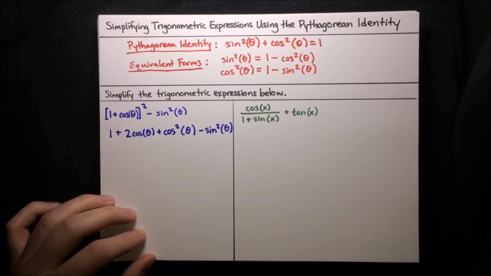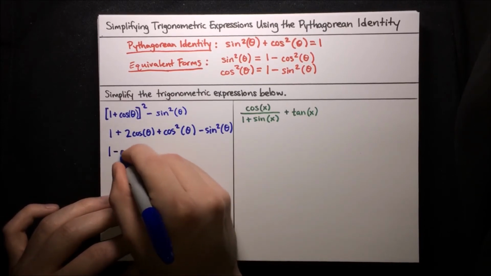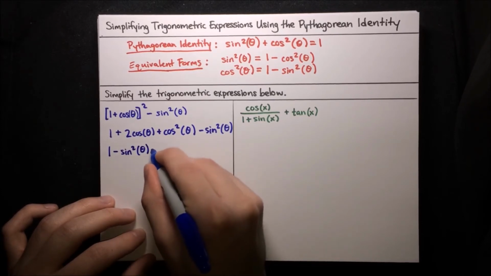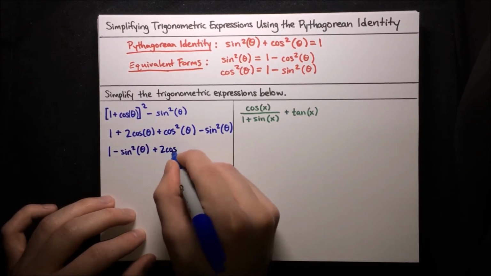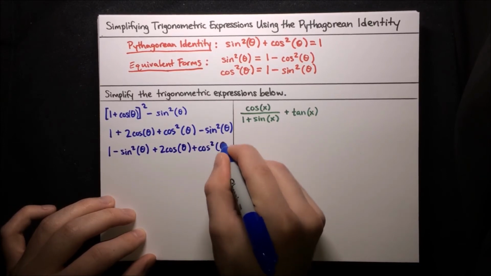Okay, so at first glance, that might not look like it's gotten any simpler, but let's rearrange it so that a simplification pops out. Let's write 1 and then minus sin² θ, put that next to the 1, 1 minus sin² θ. And then we'll write all our other terms, so plus 2 cos θ plus cos² θ.